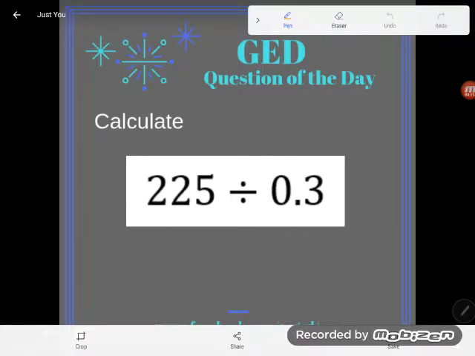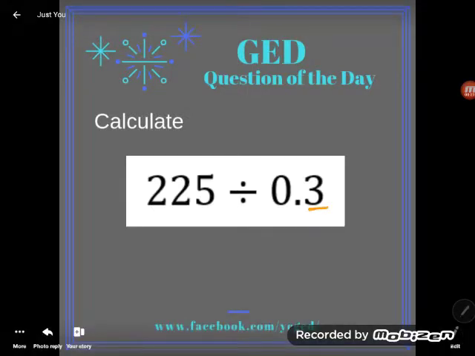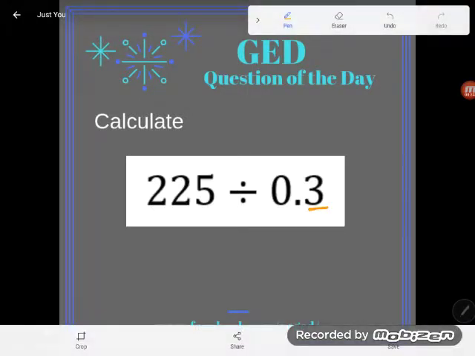Hey GED students, it's GED question of the day time, and we just have the one word calculate here, and we can see that they've given us a little division expression. They'd like us to do the math. So 225 divided by 3/10, or 0.3 as some GED students read that, but I would read that as 3/10. That's what they're asking me to do.